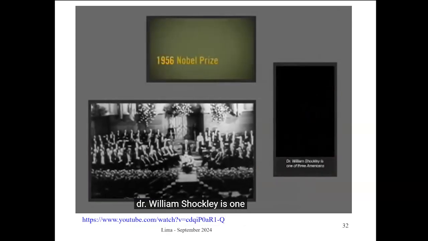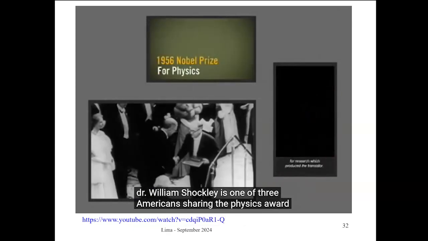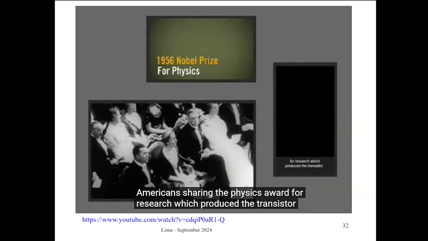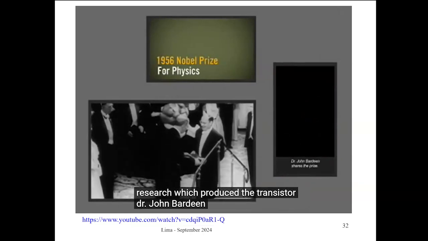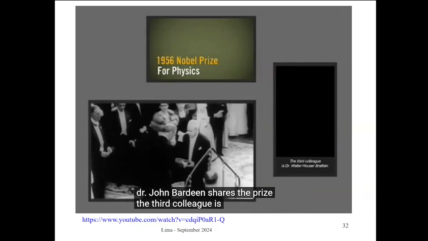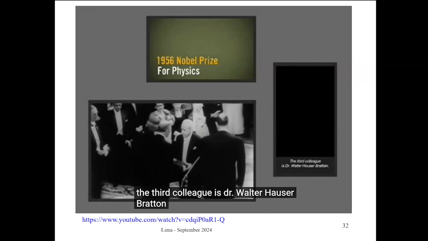Dr. William Shockley is one of 3 Americans sharing the Physics Award for research which produced the transistor. Dr. John Bardeen shares the prize. The 3rd colleague is Dr. Walter Brattain.